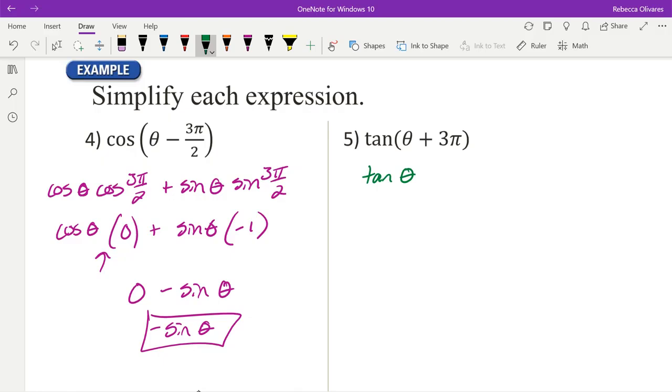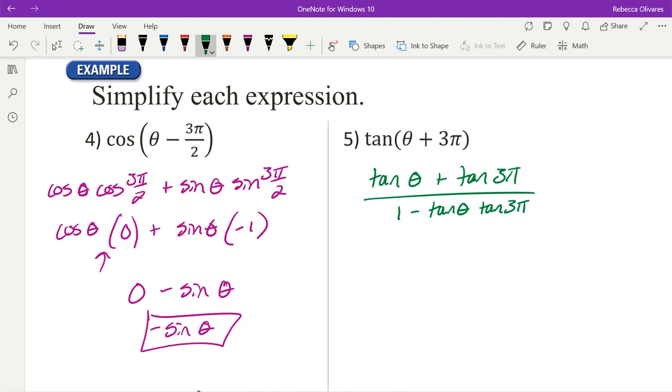For number 5, we have a tangent of theta plus 3 pi. So looking back at the identity, that's going to be tangent of the first angle, which is theta, plus tangent of the second angle, so that's 3 pi, over 1 minus tangent of the first angle times tangent of the second angle, 3 pi. Tangent of theta, of course, I don't know what theta is, so we'll just leave that as tangent theta. Tangent of 3 pi, that's equal to 0.